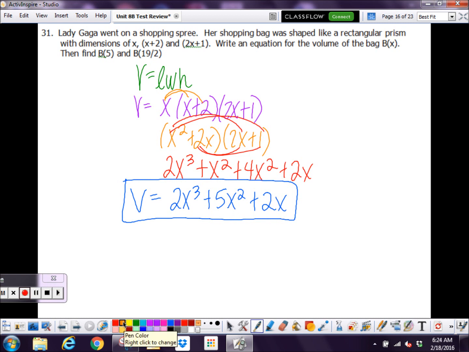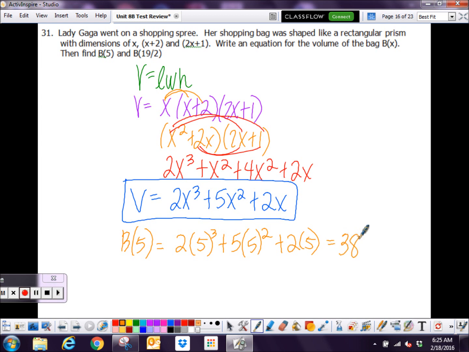Okay, but then it says find B of 5. All that is going to need to do is to plug 5 in for x. So I'm going to have 2 times 5 cubed plus 5 times 5 squared plus 2 times 5. And I would not even try to simplify little pieces of this at a time. I would just type all of this in your calculator, exactly like it looks. Just make sure that when you're plugging numbers in, you plug them in parentheses. When you plug all those in, you get 385.